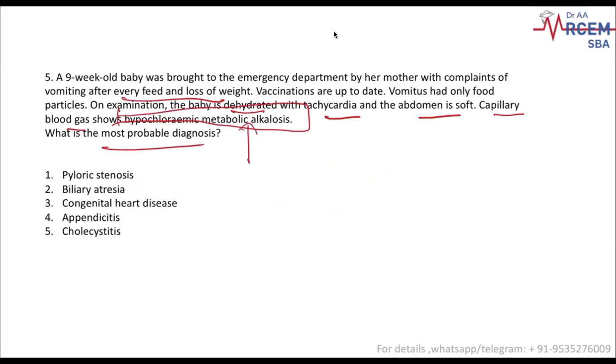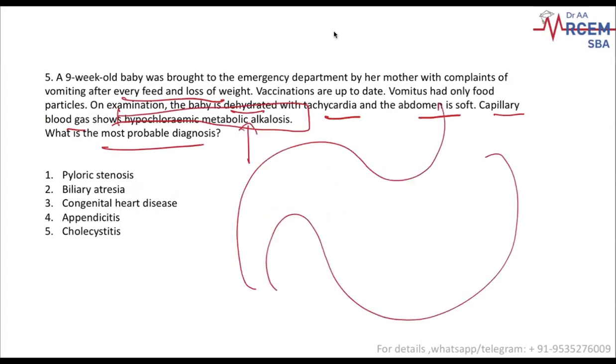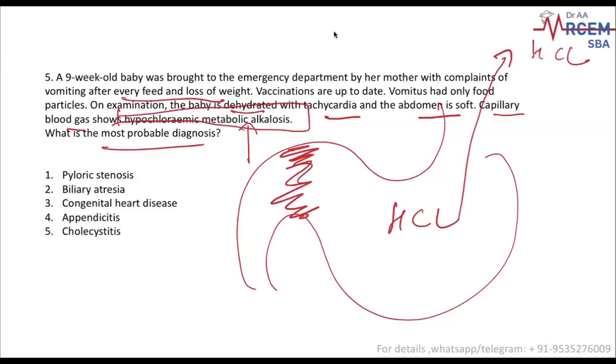This itself is a cue, because in the stomach you have HCl. So the patient is vomiting out the HCl that is present. Something is causing obstruction here, because the vomitus had only the food particles. Nothing else was present in it. So what is it really suggestive of? Is it suggestive of pyloric stenosis? This is because of hypertrophy of the pyloric part of the stomach.